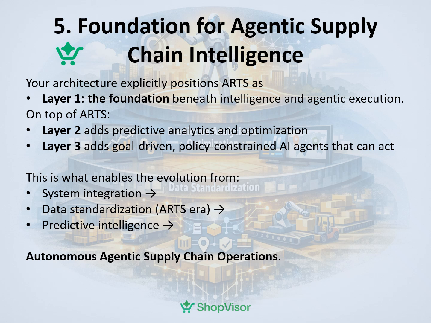Your architecture explicitly positions ARTS as layer 1, the foundation beneath the intelligence and the agentic execution. On top of ARTS, layer 2 adds predictive analytics and optimization. And on top of that, layer 3 adds goal-driven, policy-constrained AI agents that can act. This is what enables the evolution from simple systems integration onto data standardization, that's the ARTS era, onto predictive intelligence. In the end, you've got autonomous agentic supply chain operations.